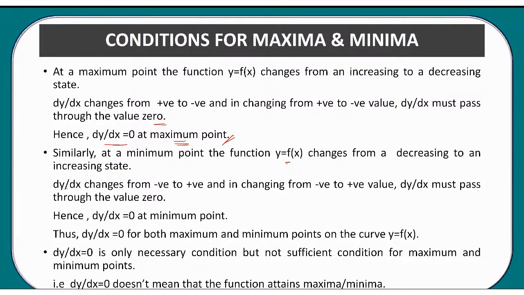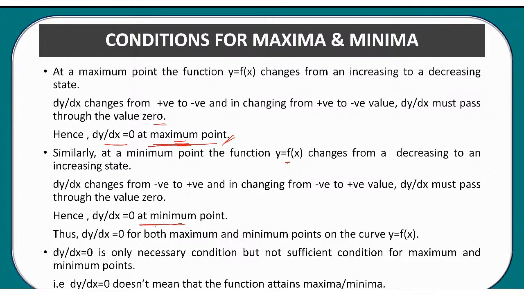Similarly, at a minimum point, the function y is equal to f of x changes from a decreasing state to increasing state. Correspondingly, dy by dx changes from negative to positive. That means dy by dx must pass through 0. So, at a minimum point also dy by dx equal to 0. And we found out for a maximum point also dy by dx equal to 0.